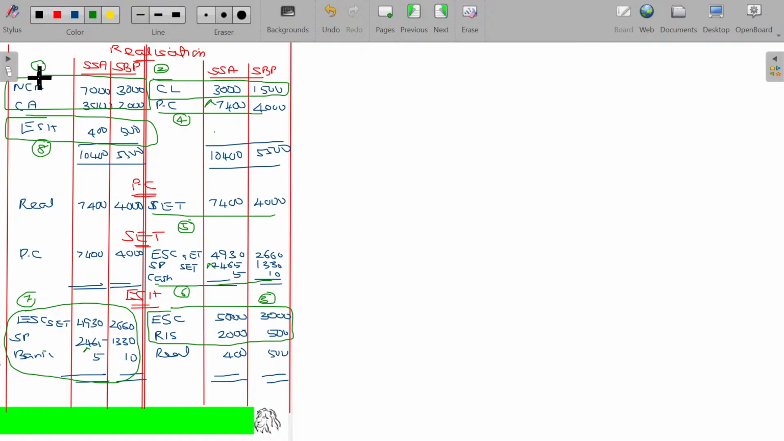Now let's start with the first one. Realization account debit. Realization account debit, to non-current assets, to current assets. The value being 7,000, 3,000, 10,000 for SSA. To reduce my workload, I post here SBB. 3,000, 2,000, overall value being 5,000.